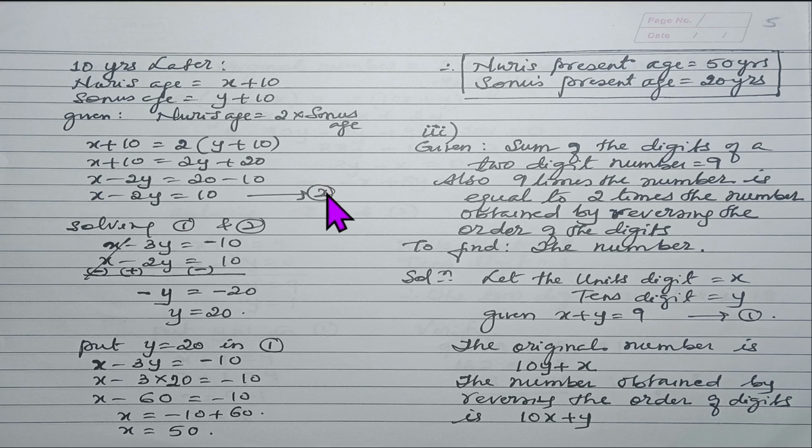Now once we have framed the equation, solving the equations is very simple by the elimination method. So let us solve them. x minus 3y equal to minus 10, x minus 2y equal to 10. Now we have to simplify it.